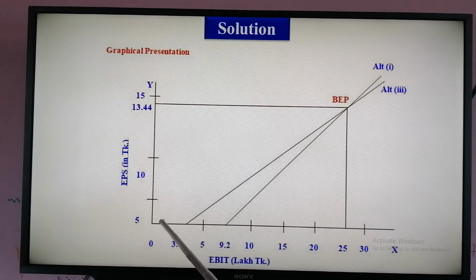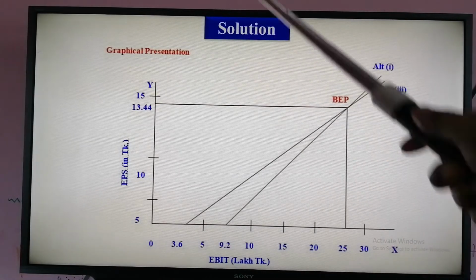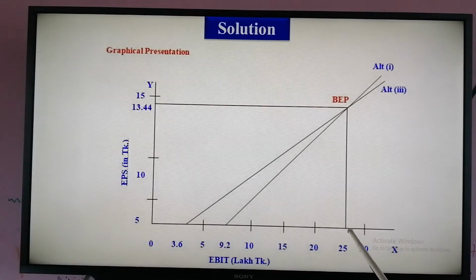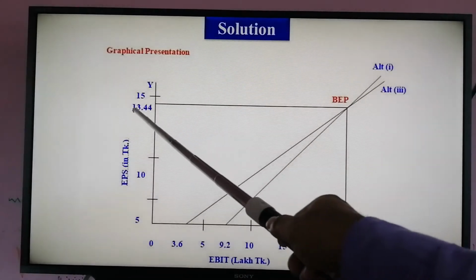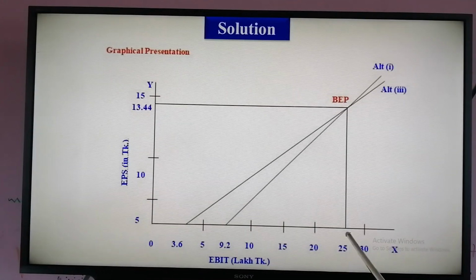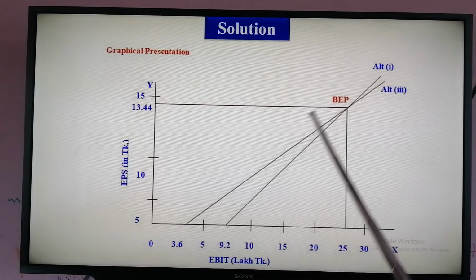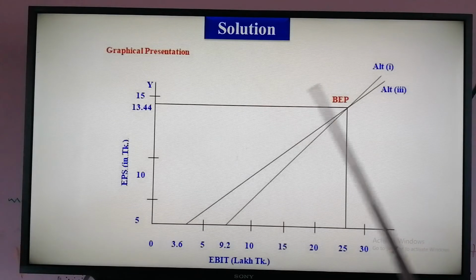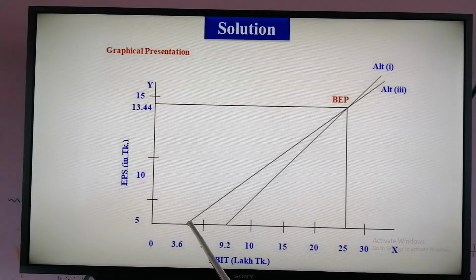Look, first you have to draw a line, then mark it. This is called 27.12 lakh, just after the 25. And this is 13.44. Make it and join together, and then alternative 1 with 9.2 lakh, okay, line, and alternative 3 with 3.6 lakh. This point is called the break-even point.